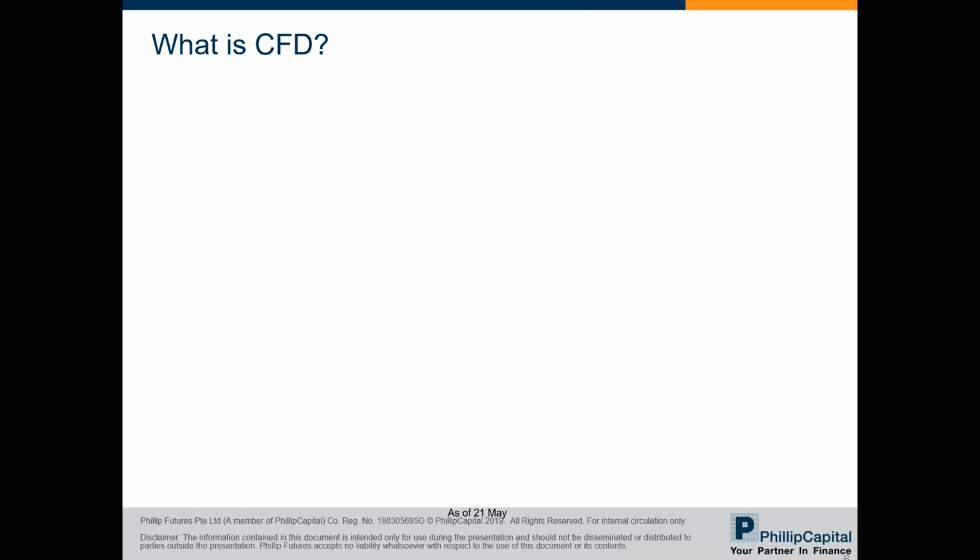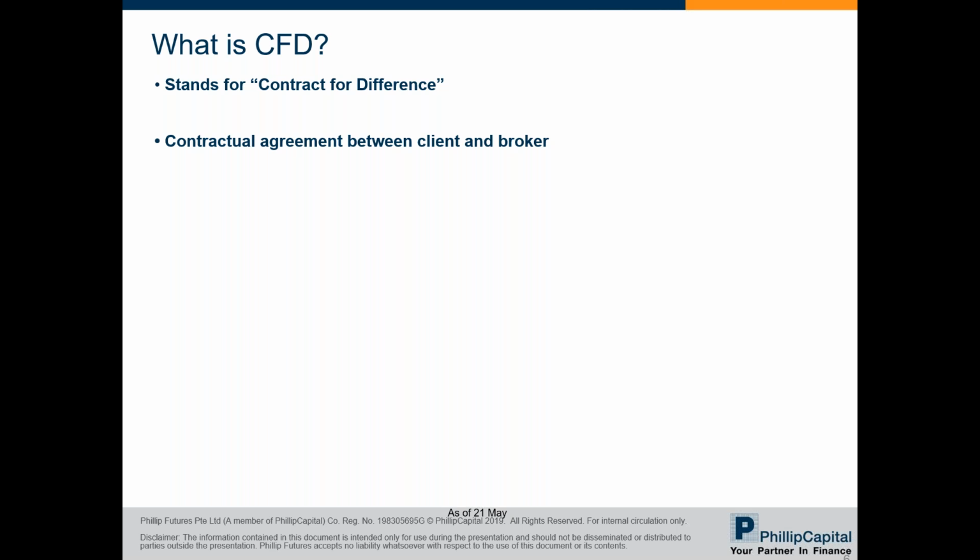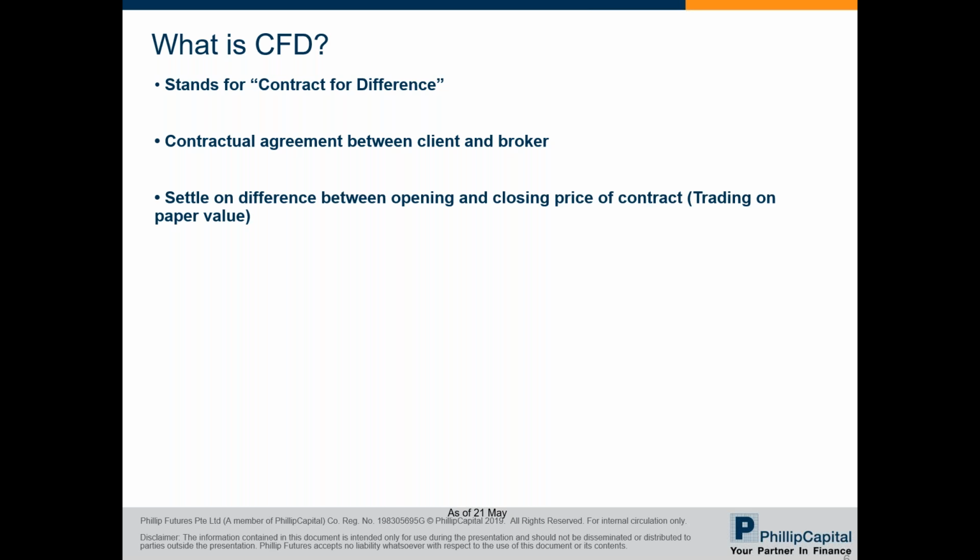So, what is CFD? CFD stands for Contract for Difference. As the name suggests, contract for difference is an agreement between two parties to settle the difference between the opening and closing prices of the contract. CFD allows you to participate in the price movement of an underlying product such as indices, commodities, and shares without actually owning the asset.